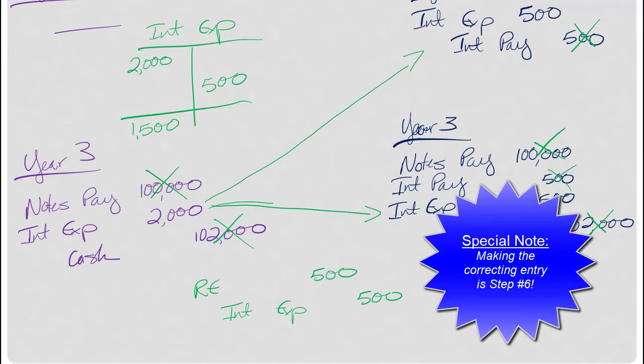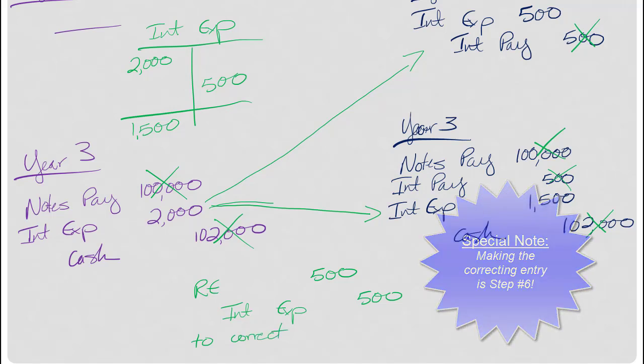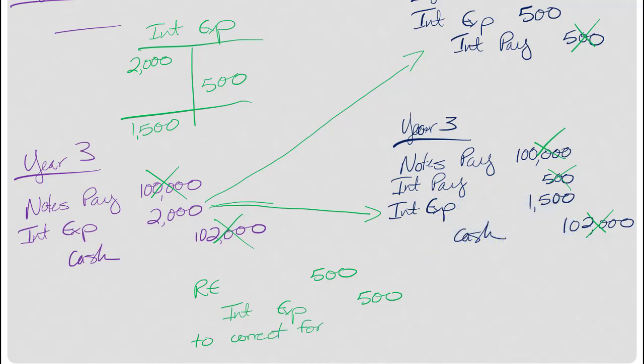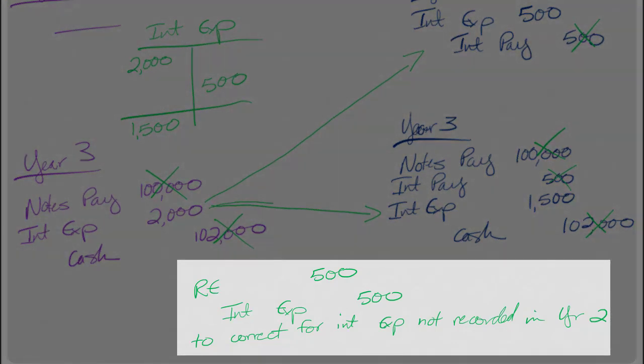This is to correct for interest expense not recorded in year 2. So if the year 3 books are still open, then I need to make this particular journal entry.